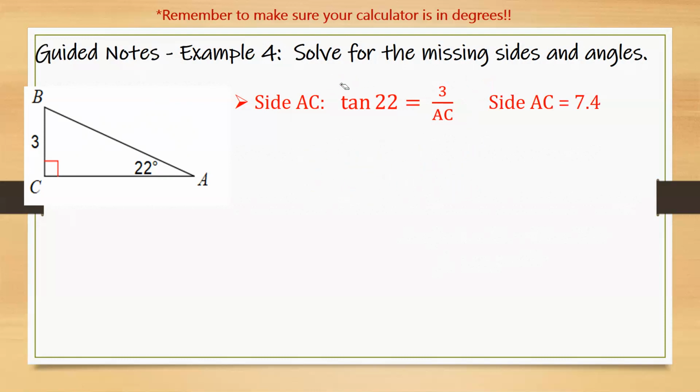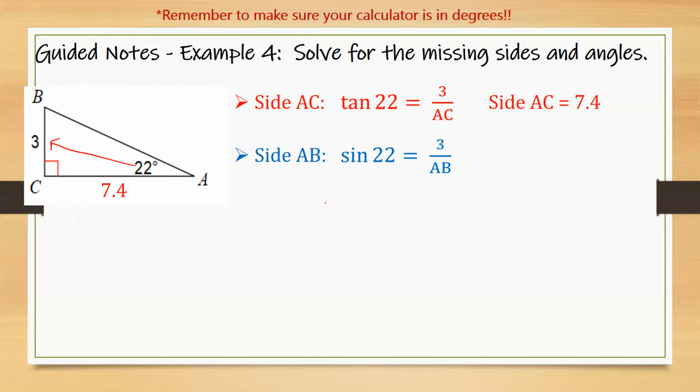I'll erase all this so we can move on. So I know that this over here is 7.4. I'm going to solve now for side AB. Okay, again, you can use a trig function or you could use the Pythagorean theorem. You'll get the same thing. So for this one right here, I still use 22 and I did sine this time. So sine of 22 is opposite, which is 3, over the hypotenuse, which is AB.